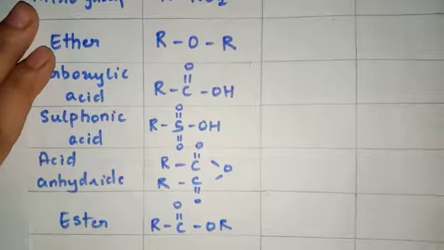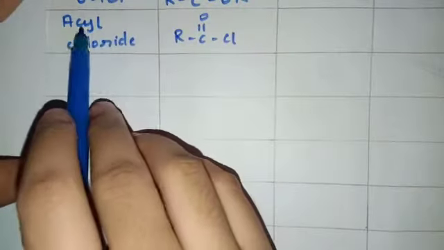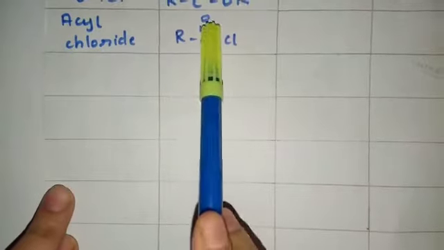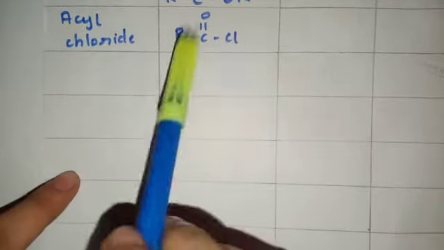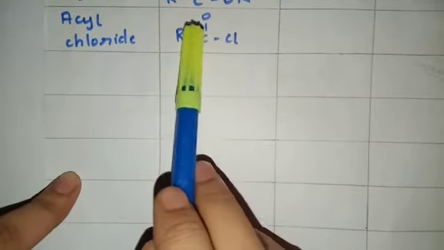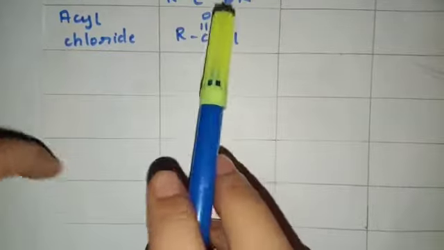The next functional group which we have is acyl chloride. The formula for it is R C double bond O and Cl, chlorine atom. Acyl chloride is also known as acid chloride. You can also call it acid chloride.